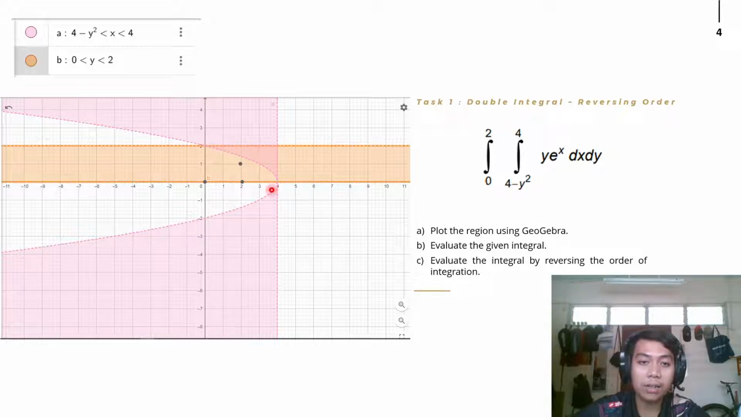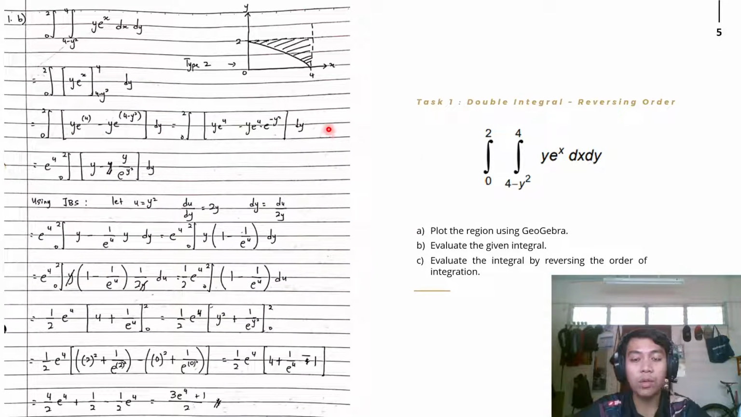Next we will evaluate the given integral. Since we will first integrate with respect to dx, we will use the type 2 method, where we look from the left hand side. We will meet the 4 minus y squared line, and after that we will meet the x equal to 4 line. So this is our region and we will need to evaluate this integral.